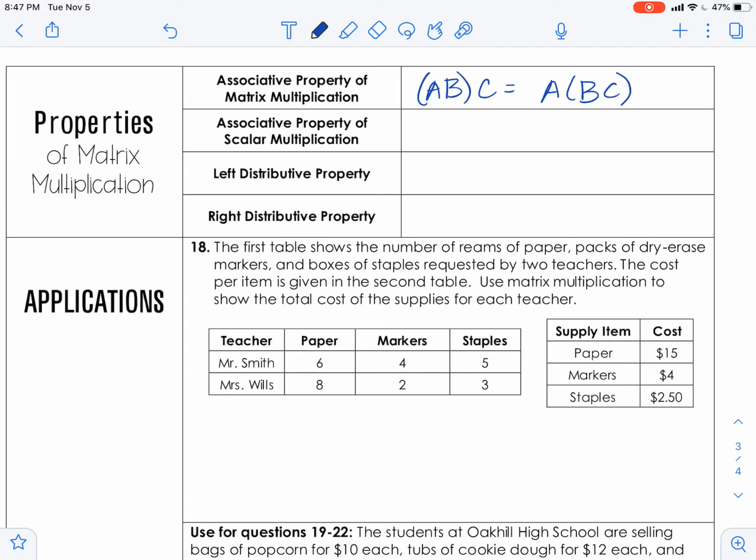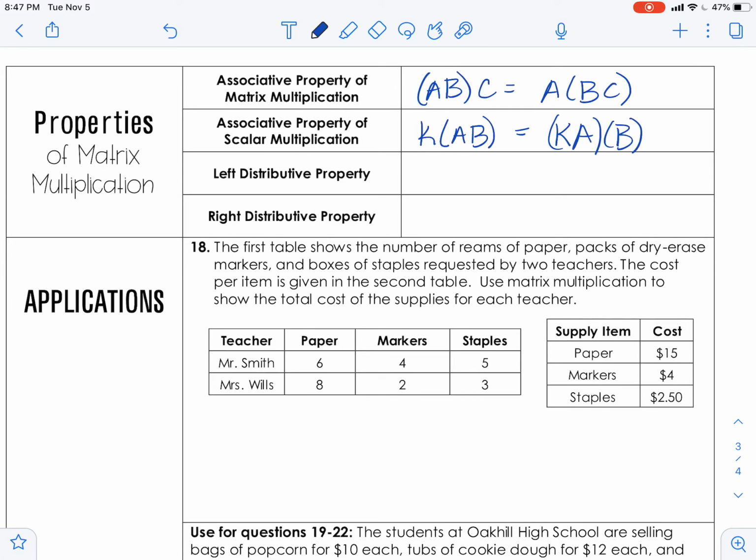The other is the associative property of scalar. What that means is, if you have a scalar number, and they'll write it as a K, if you take A times B and then multiply it by your scalar K, it's going to give you the same as if you took K times your matrix A and then times your B matrix. So that would also be true.